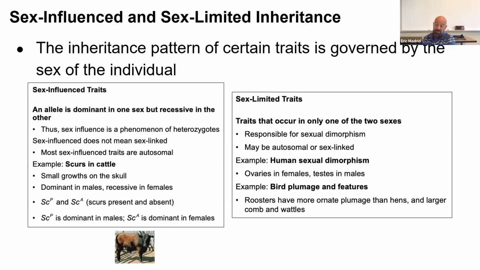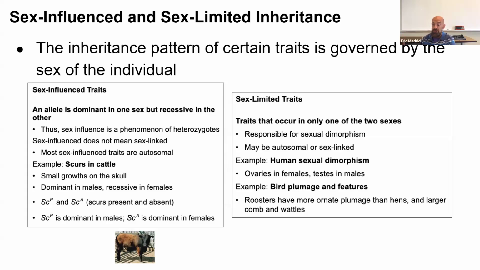This one's maybe a little bit more straightforward, like ovaries. If you have an inheritance pattern for ovaries, you're going to see that inheritance pattern in females. You won't see that in males. If you have some kind of trait related to testes, you're going to see that in males. You wouldn't see that in females. Plumage in birds would be the same way. Birds, oftentimes the males and the females can look really different from one another. Think about cardinals, for example. The male is red, the female is a dull brown color. Think about chickens.